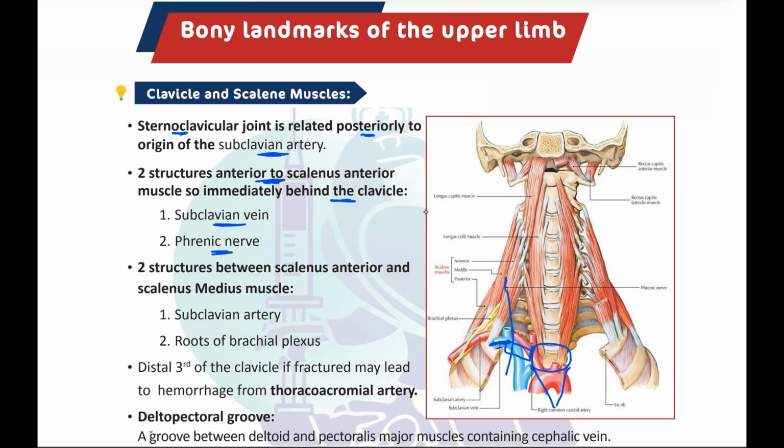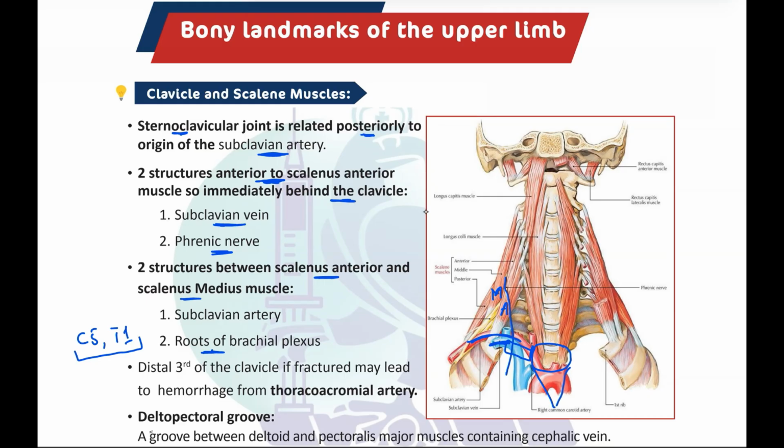which you can appreciate. Now, which two structures lie between the scalene anterior and scalene medius? Here, you can see that this is the scalene anterior, this is the medius. So, we have the subclavian artery, which you can appreciate over here, and the roots of the brachial plexus, the 5 roots starting from C5 to T1. So, these 5 roots are present between these two muscles.